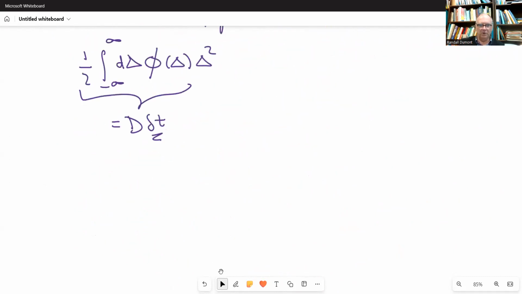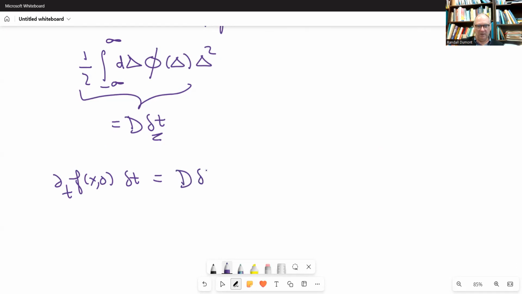So our equation now looks like this. We have the time derivative of f of x0 times delta t. That will be equal to, we've got rid of the first term. The linear term goes away for the delta because the delta step is even. It's unbiased. So we end up with D delta t times the second derivative with respect to x of f of x0. And so the delta t's cancel.